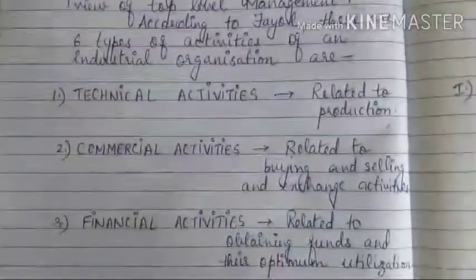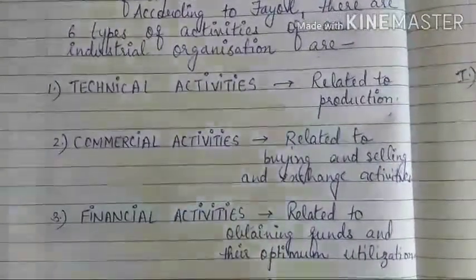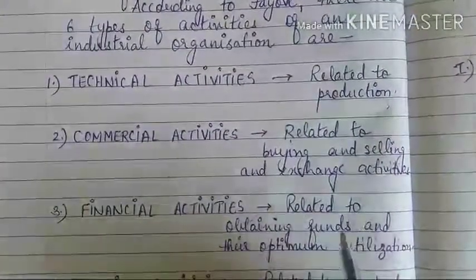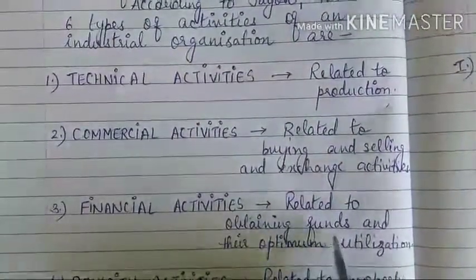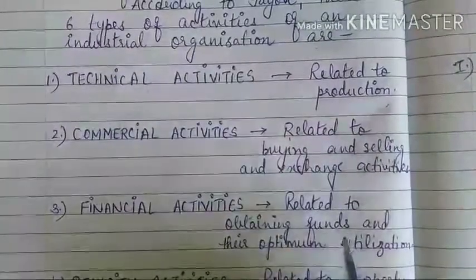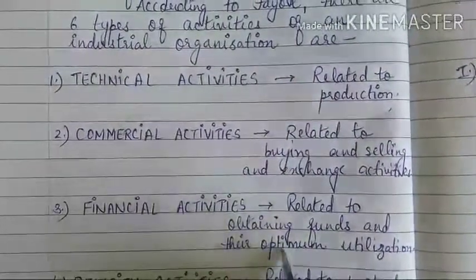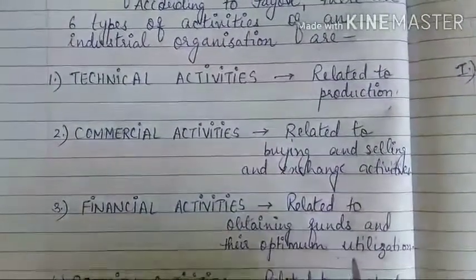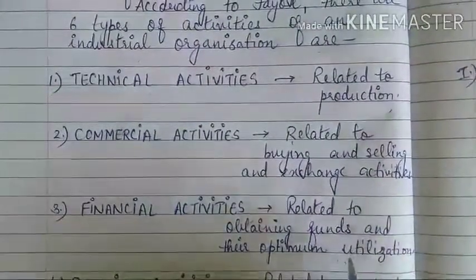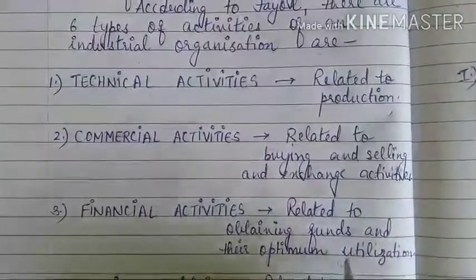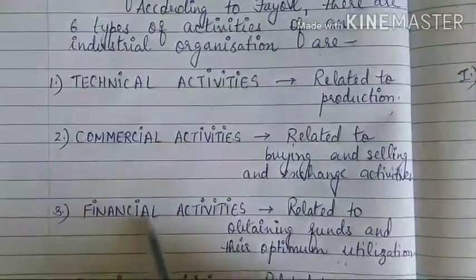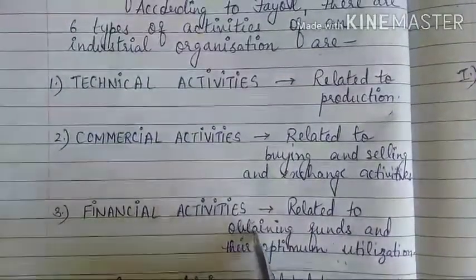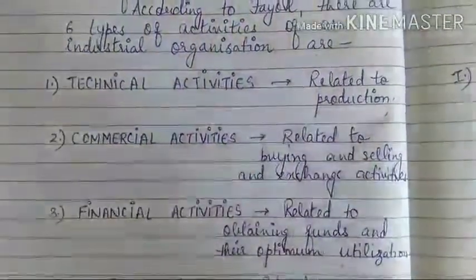Then the third type of activity he had discussed is the financial activity. Financial activity means from whom we have to obtain the funds, from where we have to obtain the funds for starting the business, and how to do the optimum utilization of the funds which are obtained. Okay, so all that is related to business finance. Those activities have to be discussed. That is also the main problem of the top level managers.